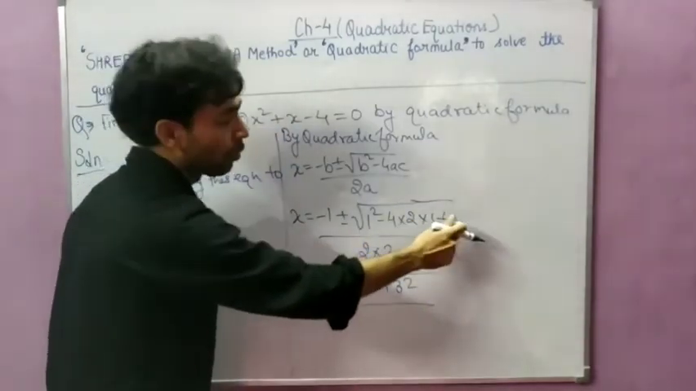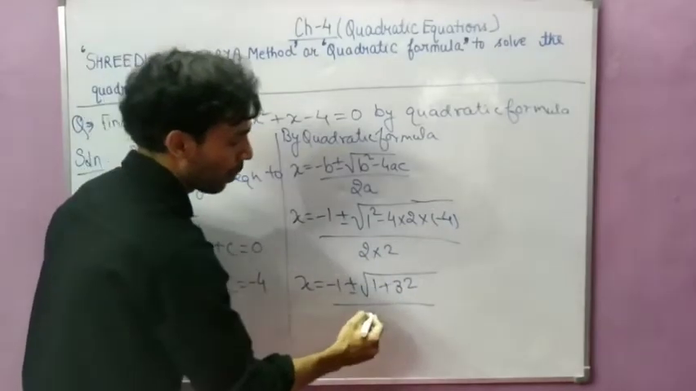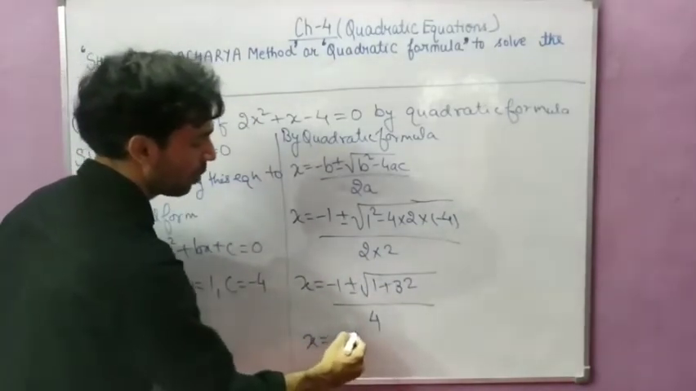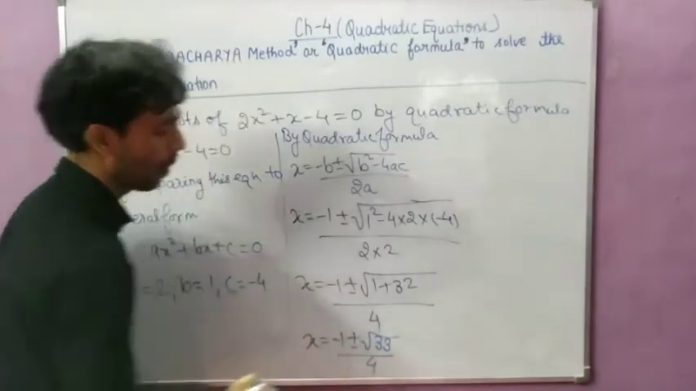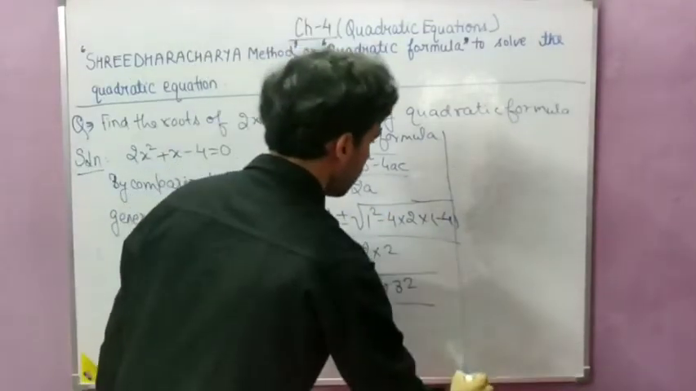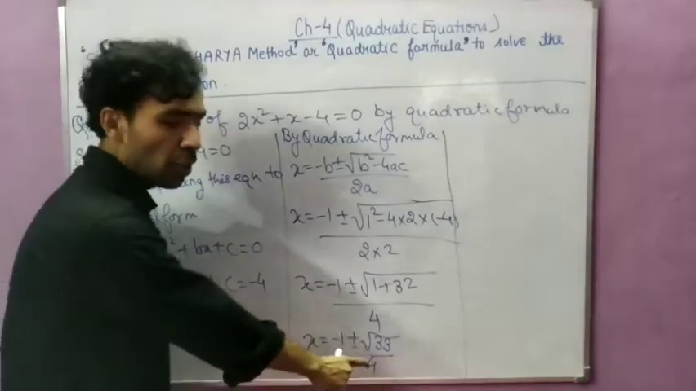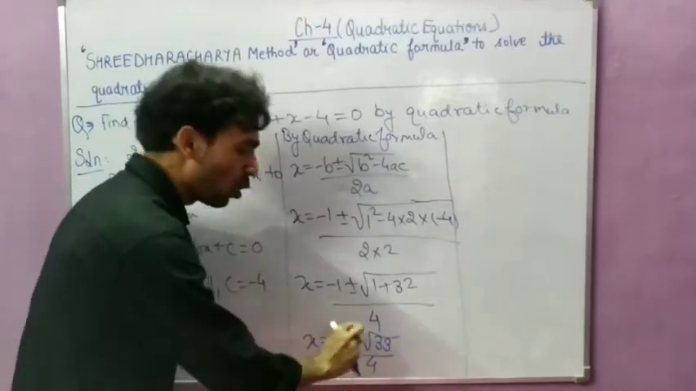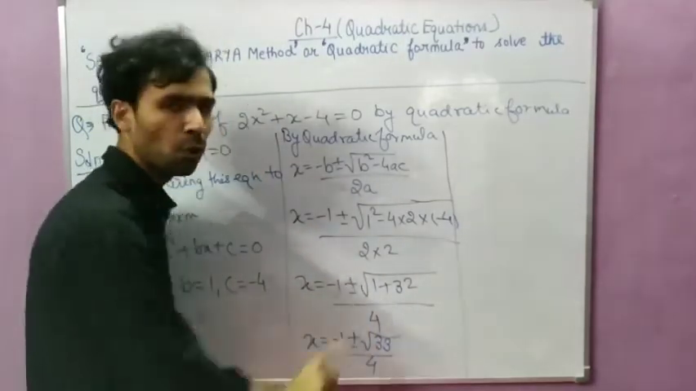4 2s are 8, 8 4s are 32. Minus 32, minus minus will be plus, so plus 32 upon 4. So x will be equal to minus 1 plus or minus under root 33 by 4. Now what you do, student: because there is a plus-minus sign, and we cannot take the square root of 33 because 33 is not a perfect square, leave it in the root only. Don't convert it to a decimal, leave it in the root only.